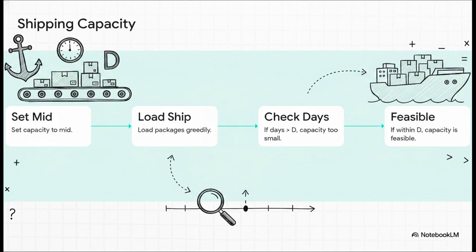We pick a mid-capacity, and we just load the ship greedily day by day. If it takes too many days, our capacity mid is too small. If it fits within the deadline, it's feasible, and we try an even smaller capacity. It's just a simple greedy function beautifully integrated right into a binary search loop.